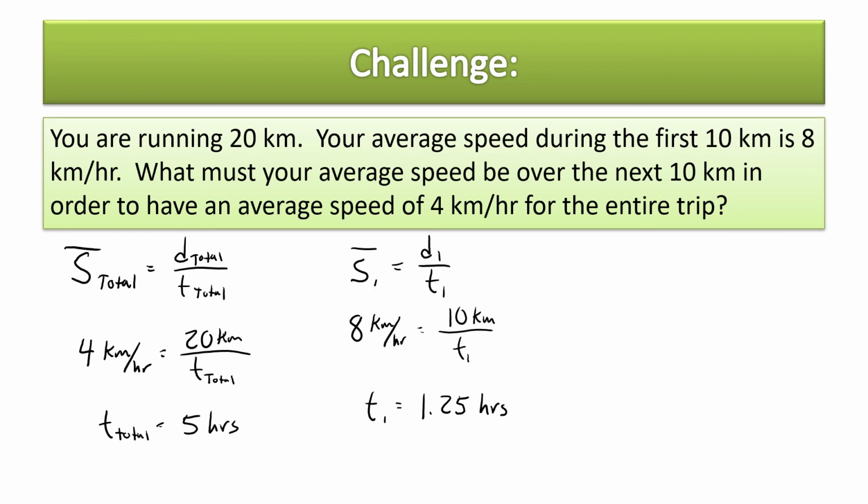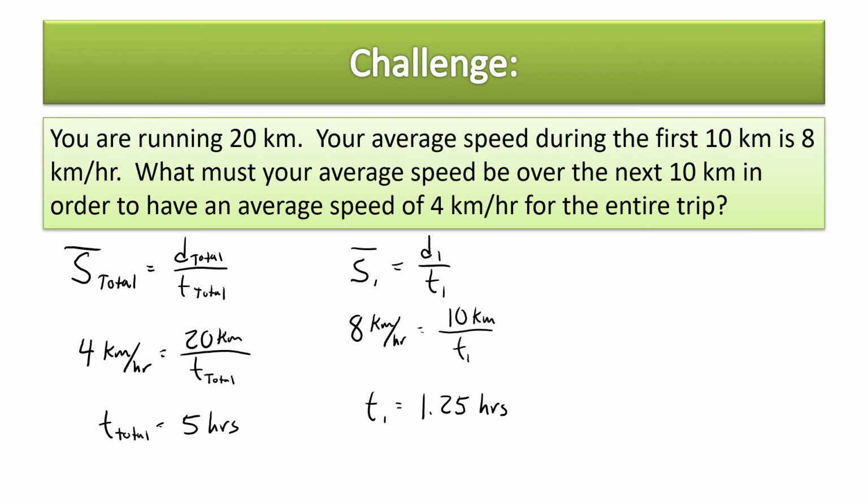So the majority of the time you were traveling at a different speed, and that's why it doesn't work out to be, oh, it's just half, and 8 plus 0 divided by 2 is 4. It doesn't work like that, because that would assume that you're traveling at 8 kilometers per hour for half of the time, when you're only doing a small portion of that. So the majority of the time you're traveling at a slower speed, which affects the outcome.